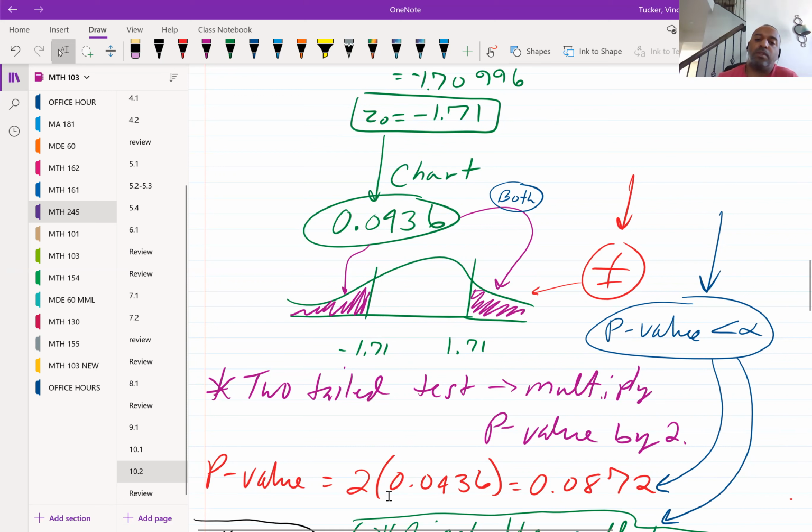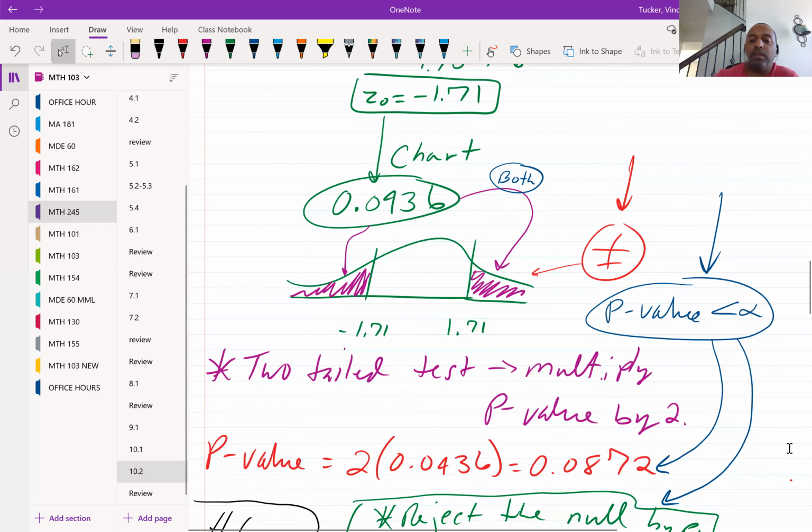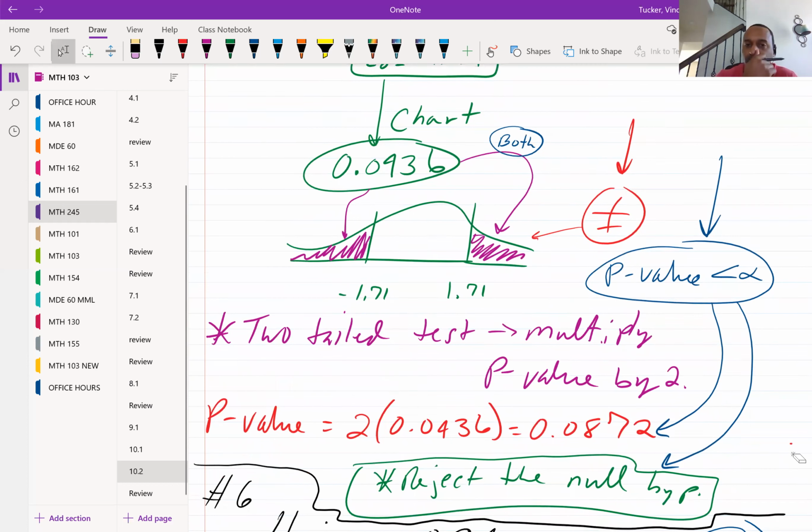All right, questions? Everybody good? Now we're about to compare the p-value to alpha. Kind of already wrote it right here. I must have run out of room for what I was doing. So our alpha was 0.1. My p-value is 0.0872. So since the p-value is less than alpha, we will reject the null hypothesis.